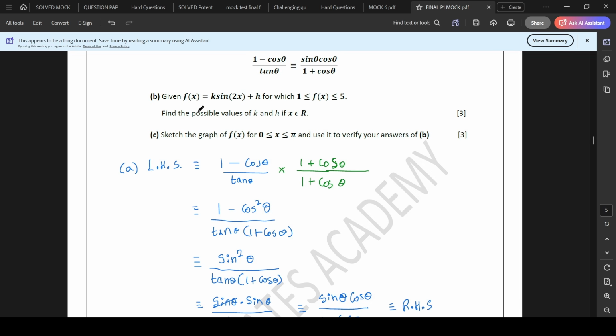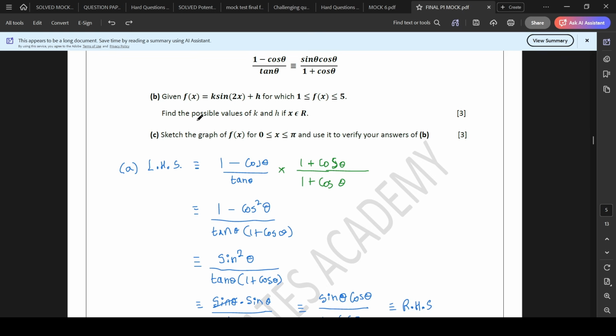Part B says that we have a function k sine of 2x plus h, for which the range of the function is 1 to 5. So the minimum value of this function is going to be 1 and the maximum value of the function is going to be 5. We have to find the possible values of k and h. It means that we might have more than one solution for either of k or h or maybe both. So we need to be careful about the wording of the question.